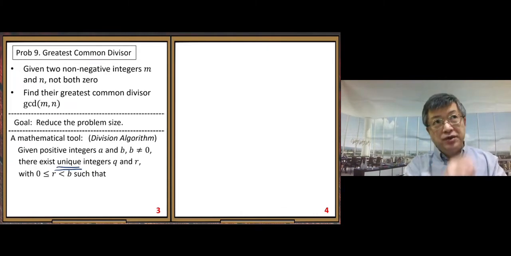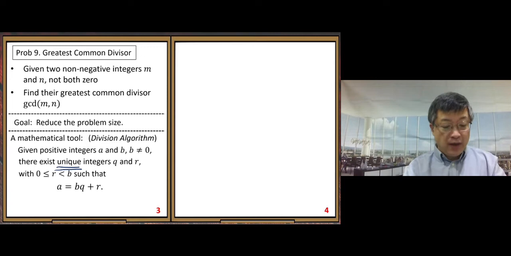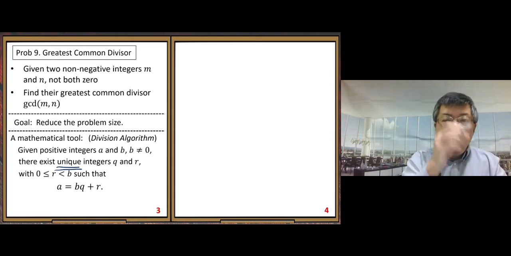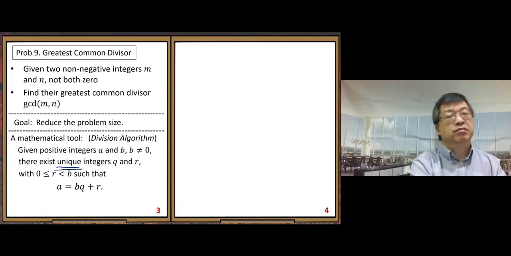R is used as the remainder. You do division, Q as the quotient. So you have the quotient, you have the remainder. That's unique, such that A equals B times Q plus R. That's the integer division. Everyone knows it, but here it is so important.